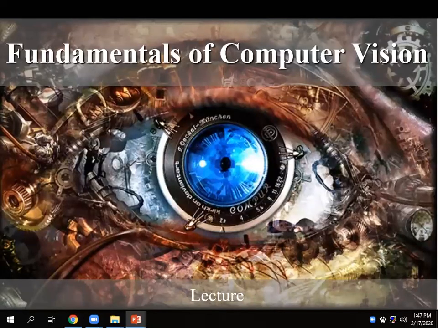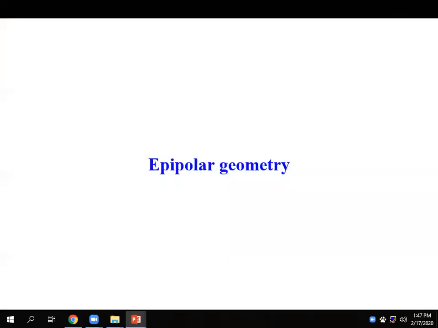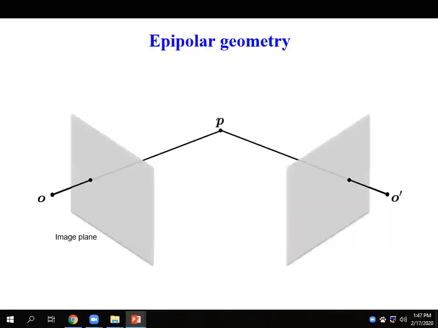So here is another lecture in Fundamentals of Computer Vision, in which we will talk today about the epipolar geometry. What is that? We need again to map a certain particular point in this image plane, for instance, to another point in this other image plane. We need to do that.